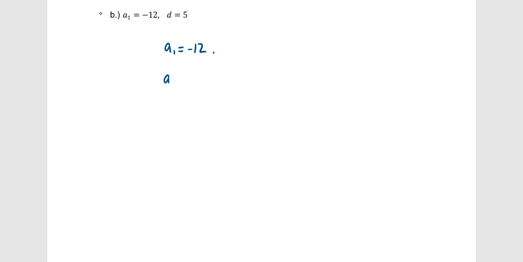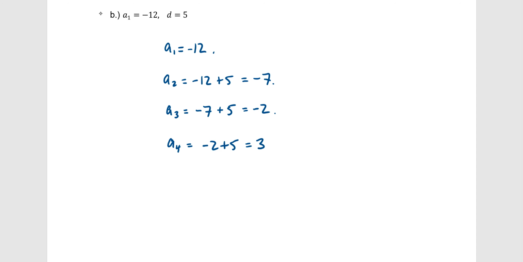So finding a sub 2, it's going to be -12 plus 5, which is -7. Finding a sub 3, that's going to be -7 plus 5, which is -2. A sub 4 is -2 plus 5, +3. And for the last one here, we have 3 plus 5, and we get +8. So pretty simple for arithmetic sequences.